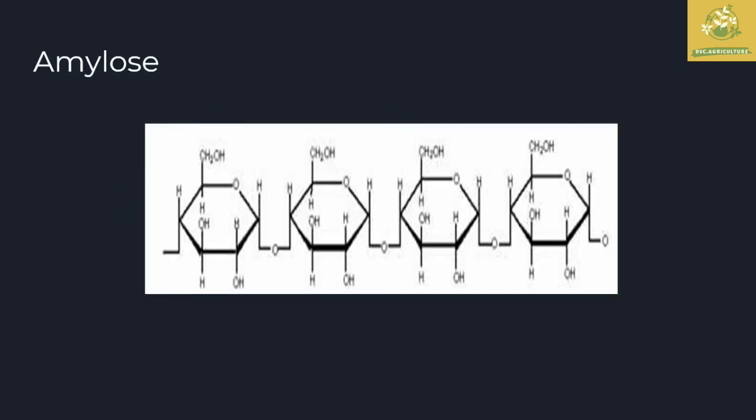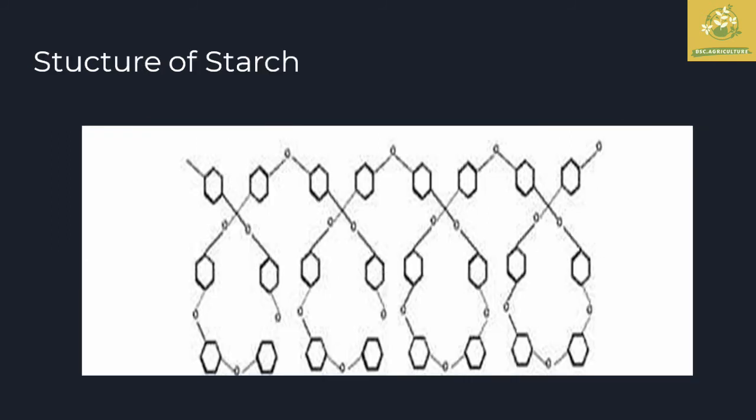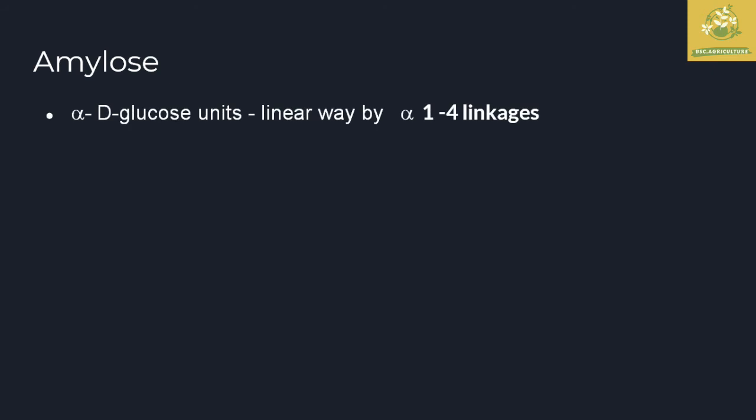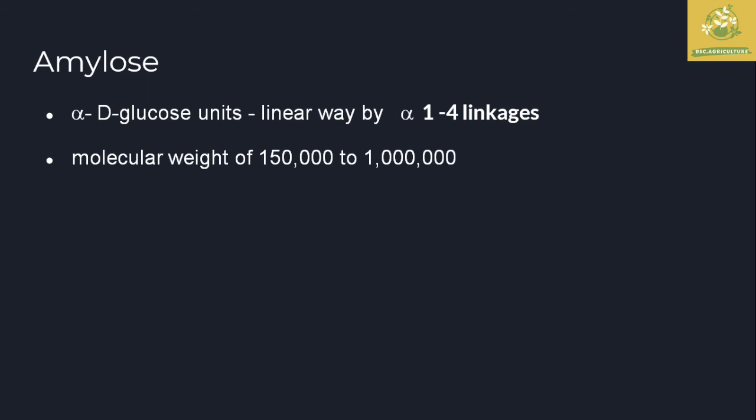You can see the structure of amylose. Just remember this picture and see the structure of starch, where the combination of amylose and amylopectin gives the complete structure of starch. Amylose is made of alpha D glucose units in a linear way, with alpha 1 to 4 bond linkages, with a molecular weight of 150,000 to 1 million.